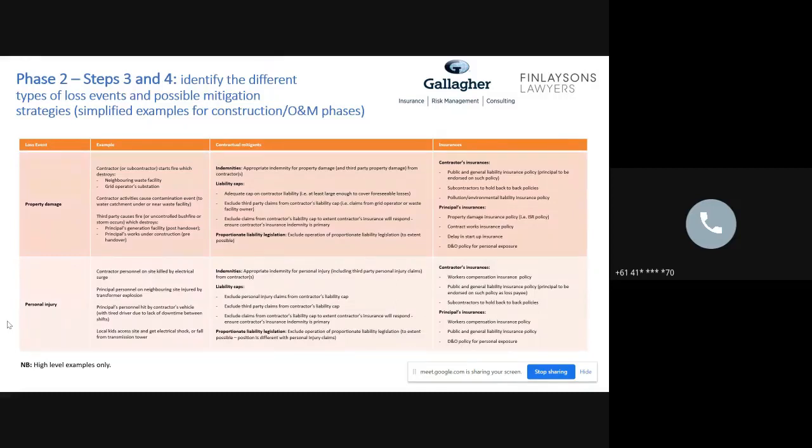So that's an important one to try and negotiate and agree something that's reasonable for both parties. It's also important and negotiable with a contractor to try and exclude third-party claims from a contractor's liability cap.